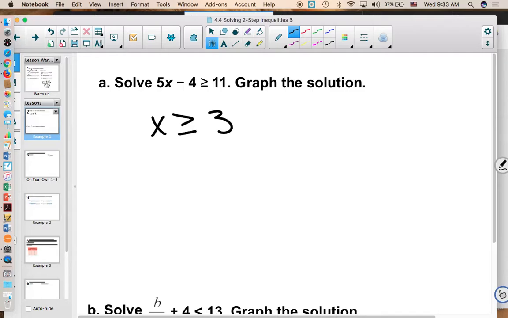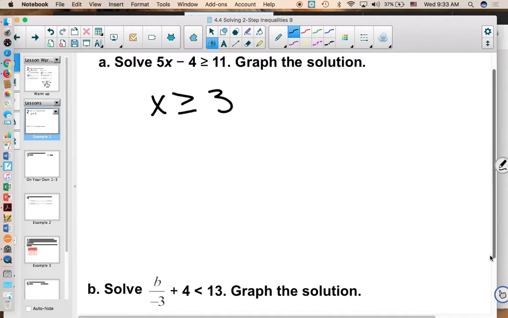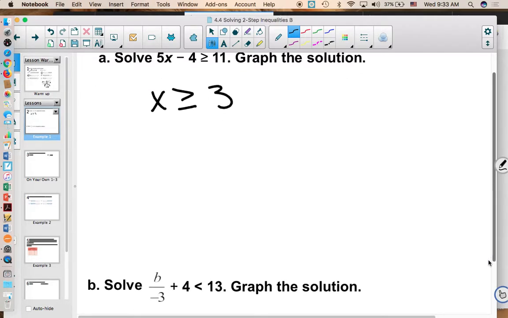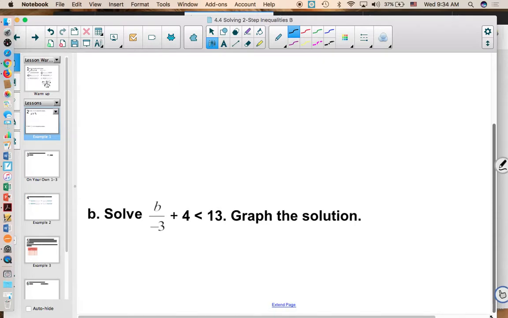All right, so if I graph it, is that an issue? No. Graphing, it's not a problem anymore, is it? Pretty simple stuff. All right. Did anybody not get 3? Okay, so do B. B divided by -3 plus 4 is less than 13.